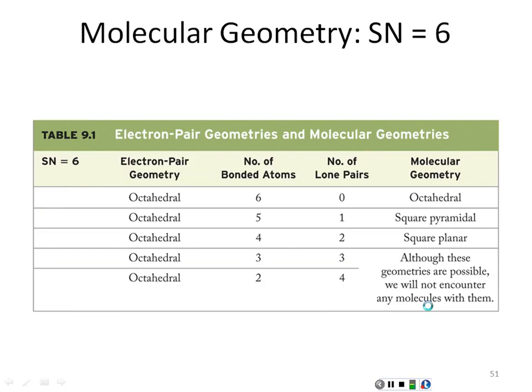And then finally, the steric number of 6, what we call octahedral geometry. When there's one lone pair, we get something called square pyramidal. The second lone pair would be a square planar molecule. And that's all we're really going to consider with a steric number of 6, only up to 2 lone pairs.